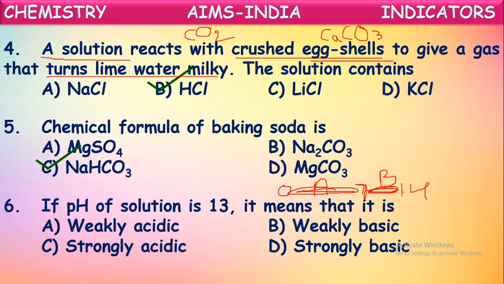So in the question, if the pH of a solution is 13, it means it is almost near 14. As the pH value increases from 7 to 14, the basic nature of the solution increases. So as the pH value is 13, that will be a strong base. So it is strongly basic.